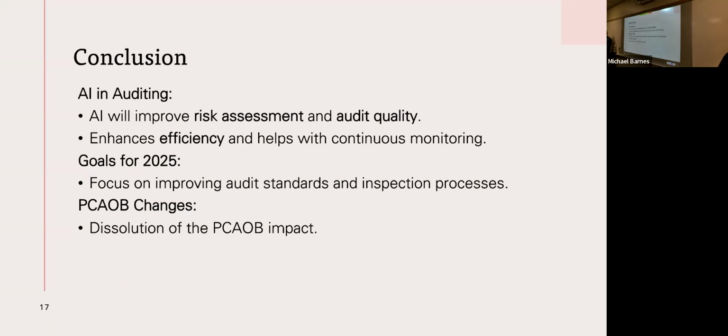And then moving on to further consideration, by their 2025 objectives, they aim to enhance audit standards and improve the overall effectiveness of inspections. With evolving standards, the PCAOB seeks to improve both the quality of audits and the protection of investors. And also, once again, touching upon the dissolution of the PCAOB, this would impact the regulation of public company audits and the overall auditing landscape as a whole.